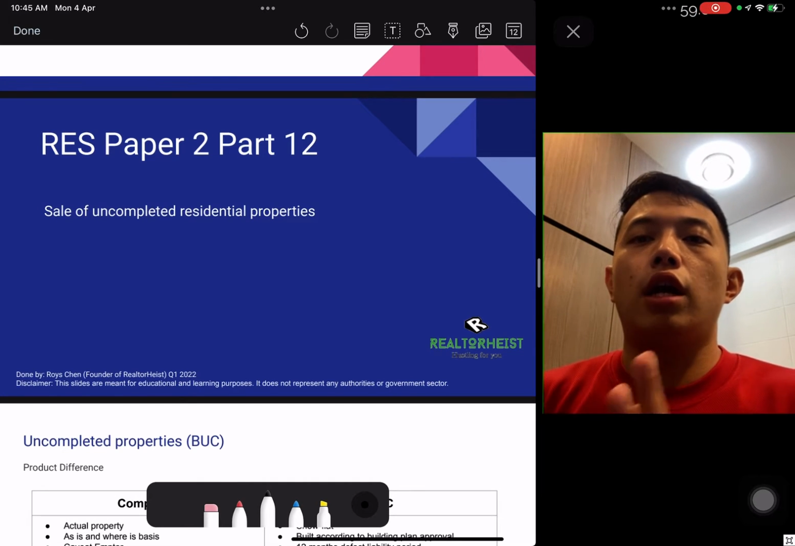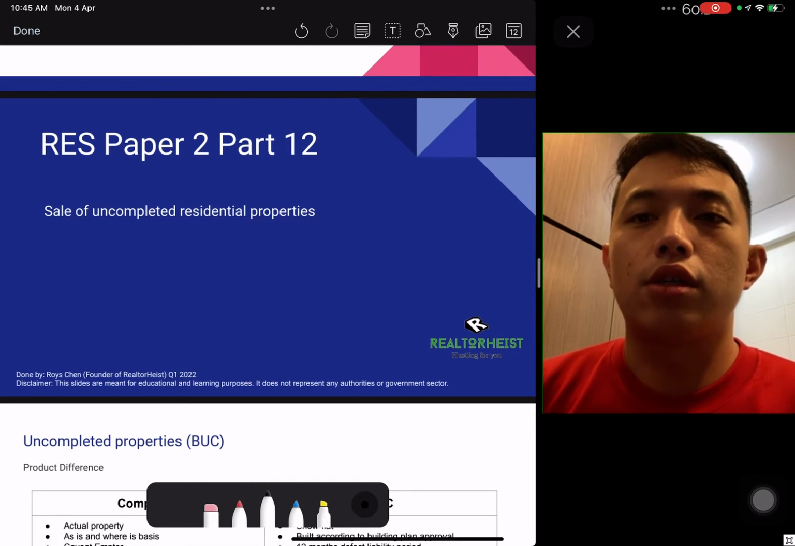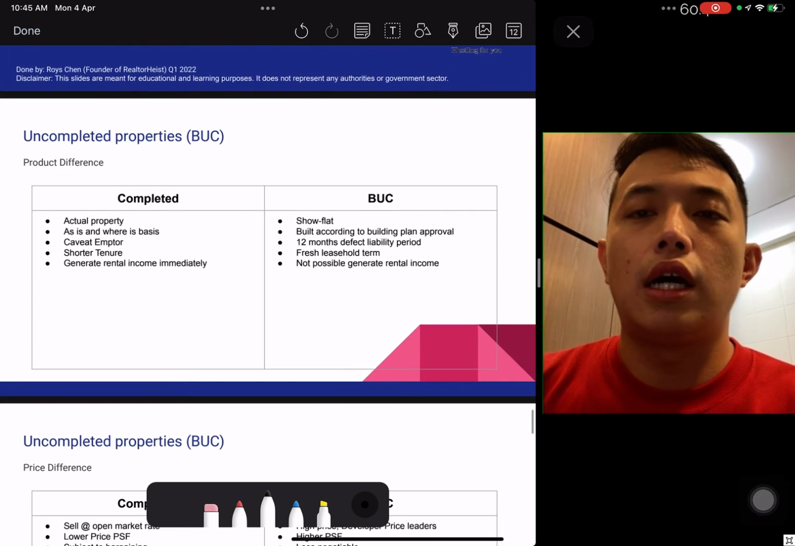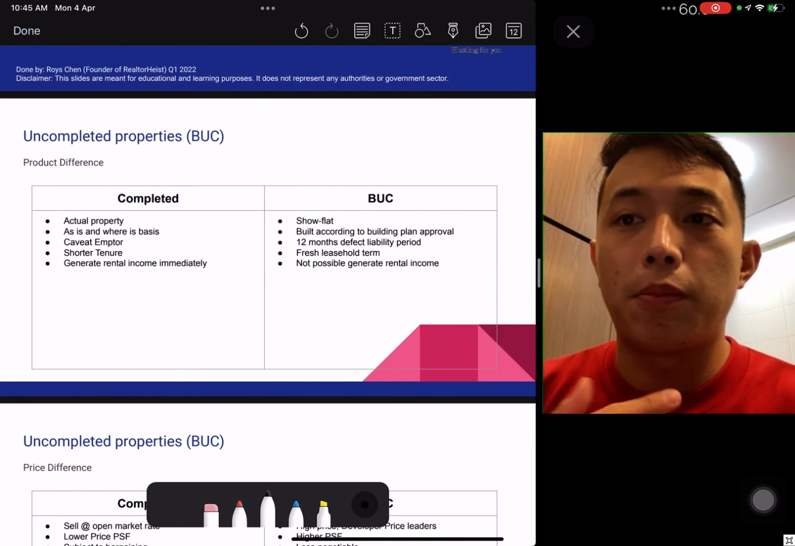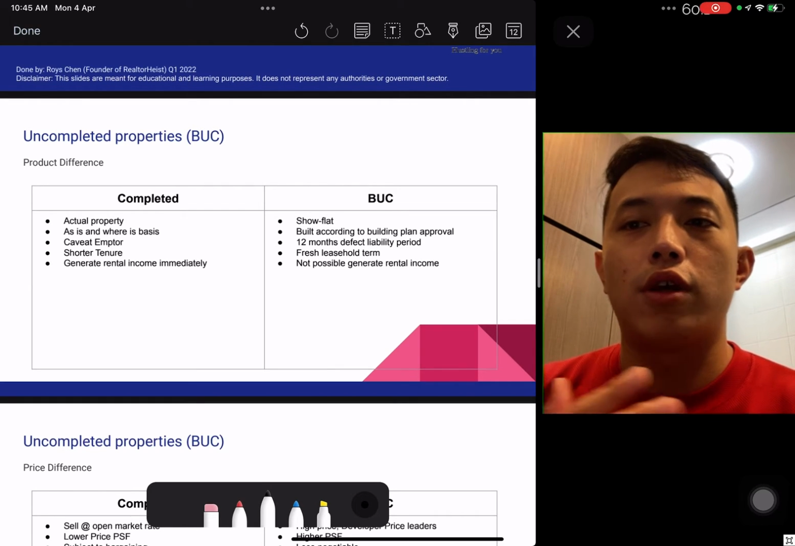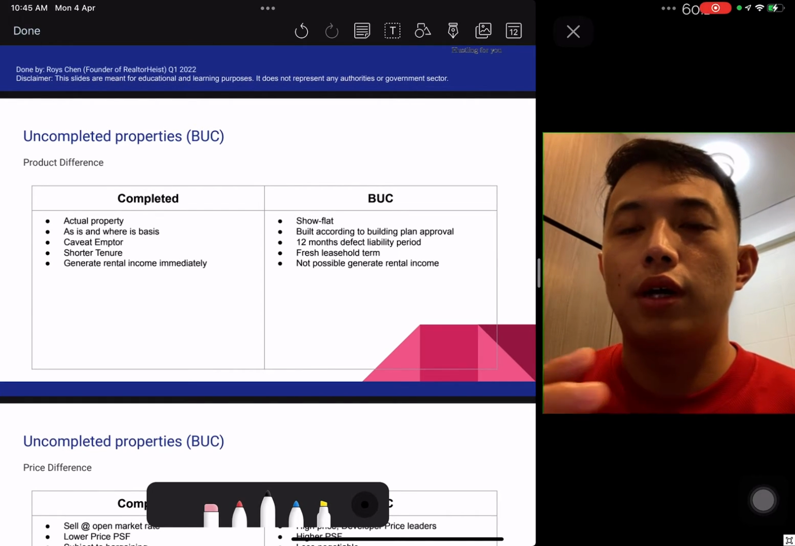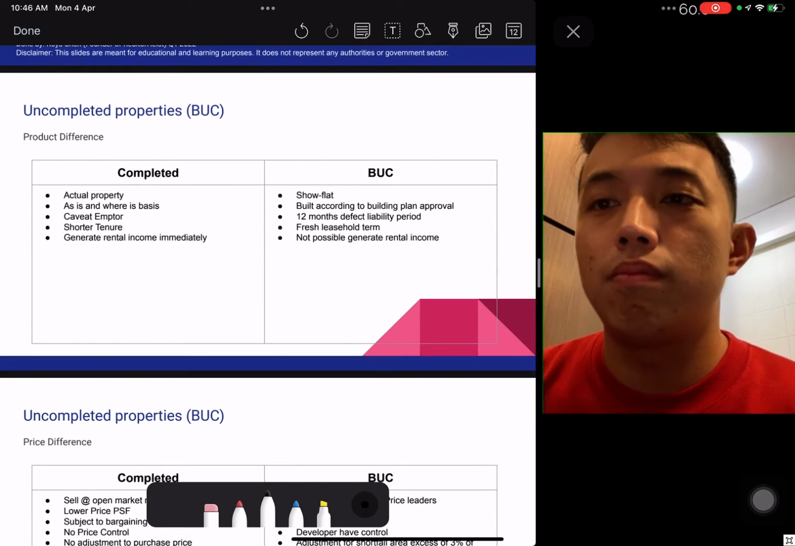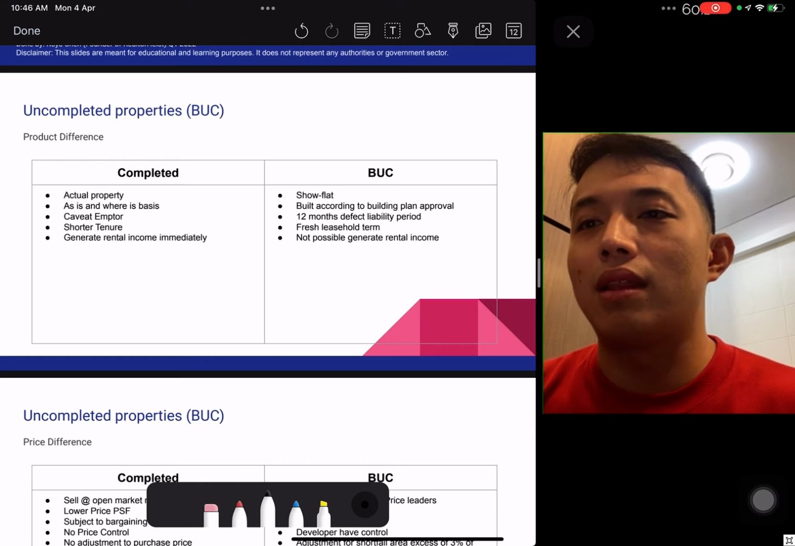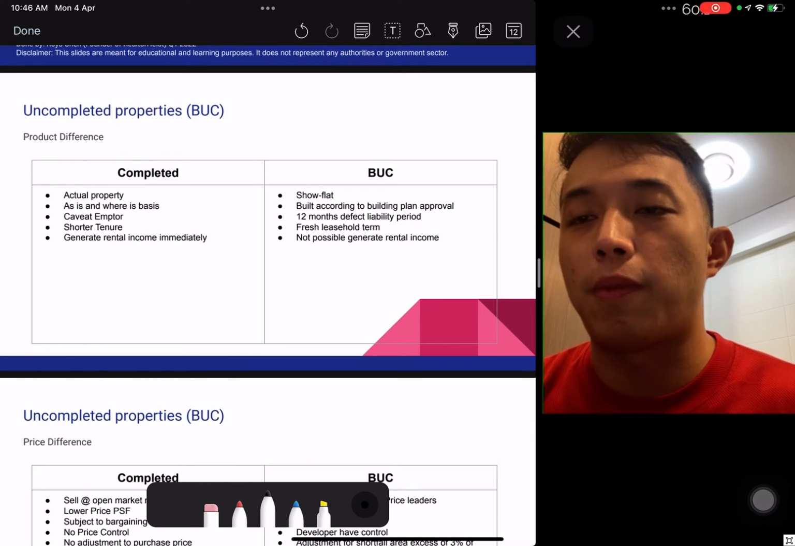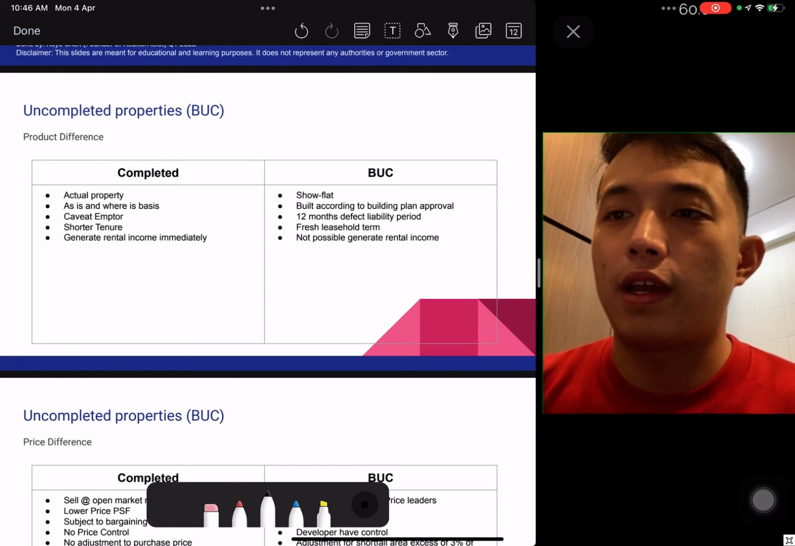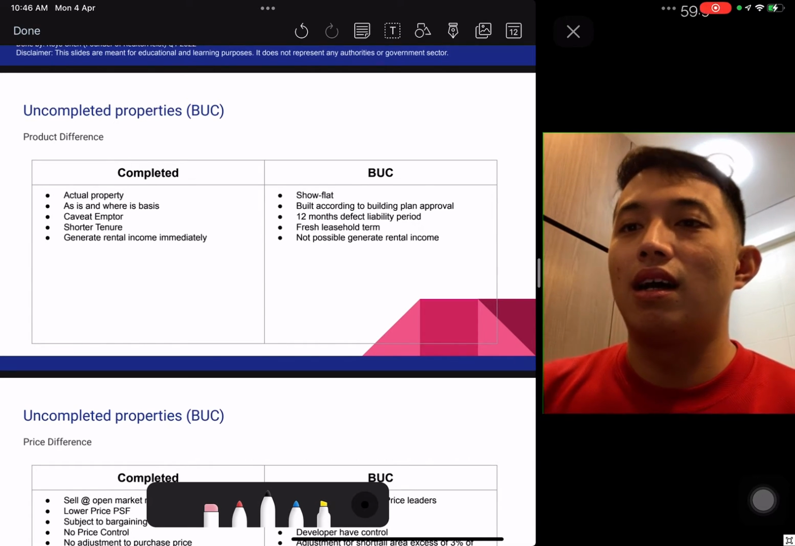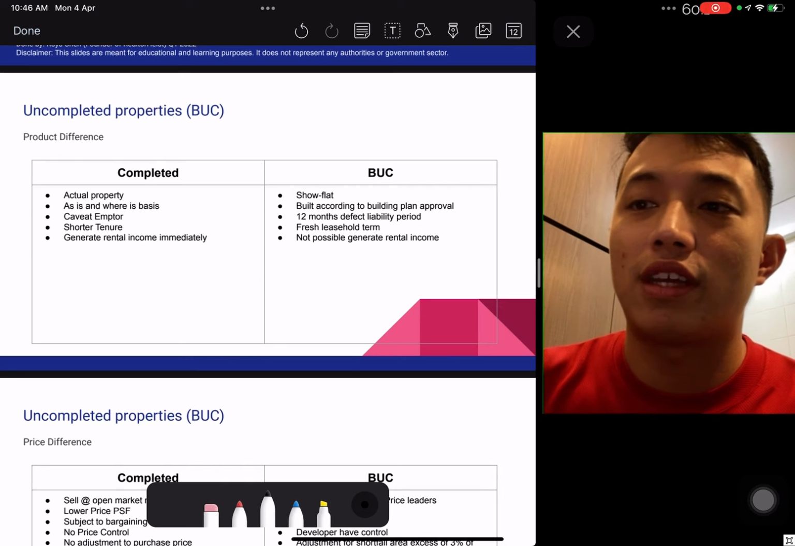So for RES paper 2 part 12, sales of incomplete residential properties first. So for buildings under construction, I will not go through the complete one. I'll go through the incomplete one. So show flats, building under approval, building plan approval by BCA. There's a 12-month defect liability period, fresh leasehold, and it does not generate rental income right away because the property is not ready.